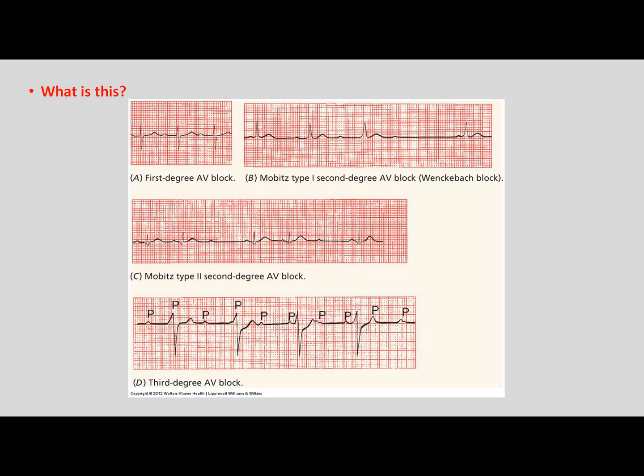Mobitz type 2, regular QRS complex, dropped P. Regular QRS complex, drop. No QRS after this P wave and after this P wave. Third degree block is atrial beats and ventricular beats totally not coordinated. They do their own thing. Like I said, husband and wife not talking to each other.